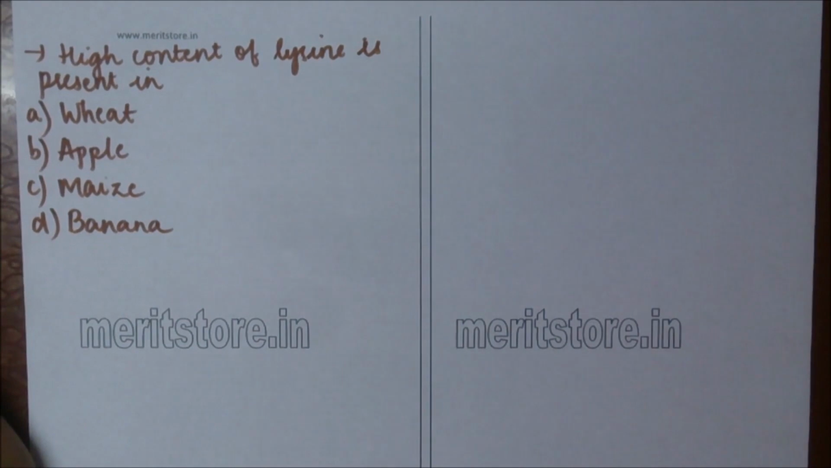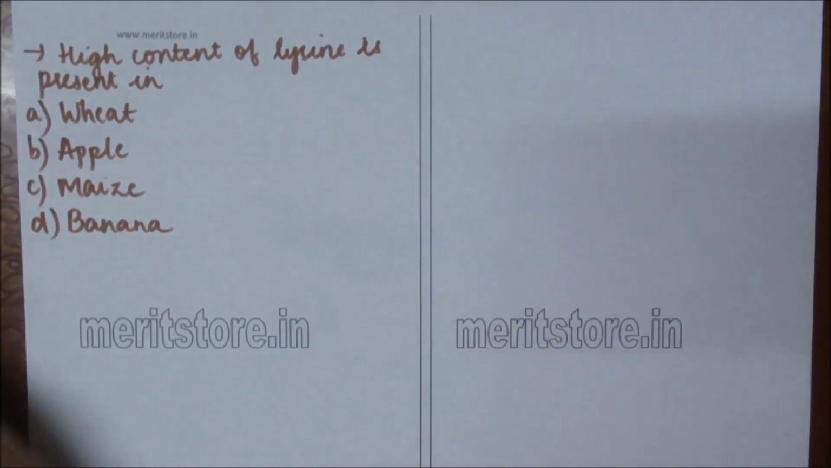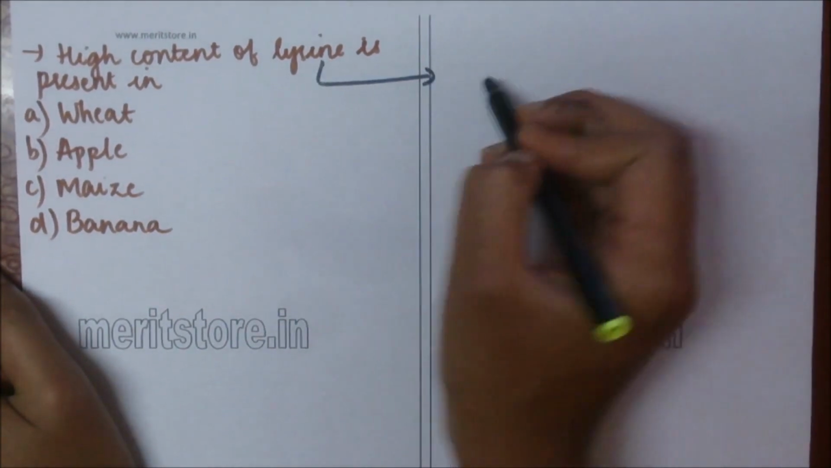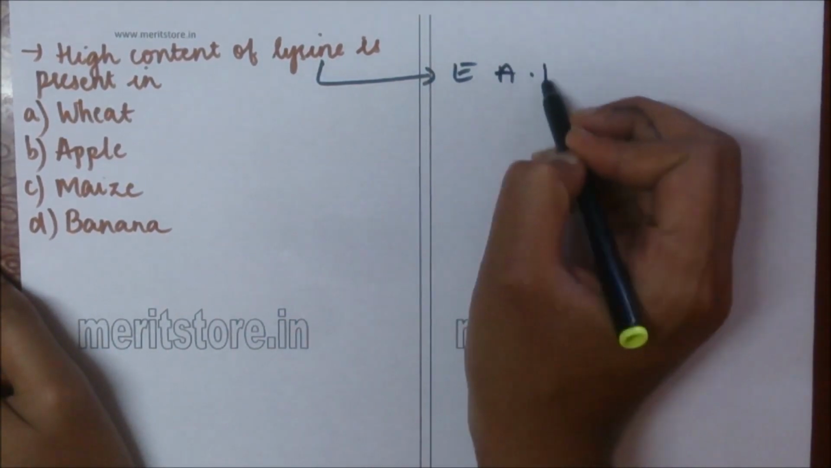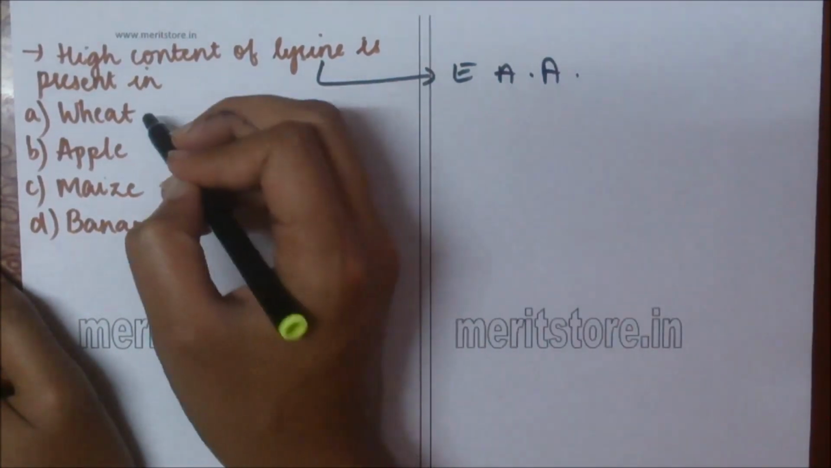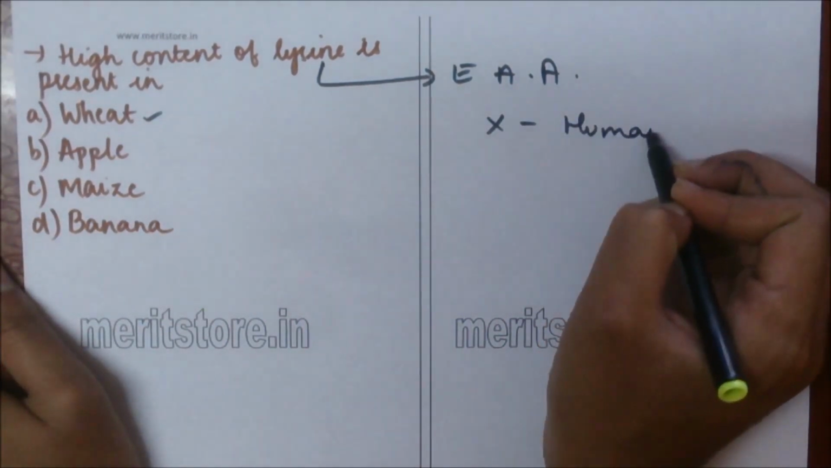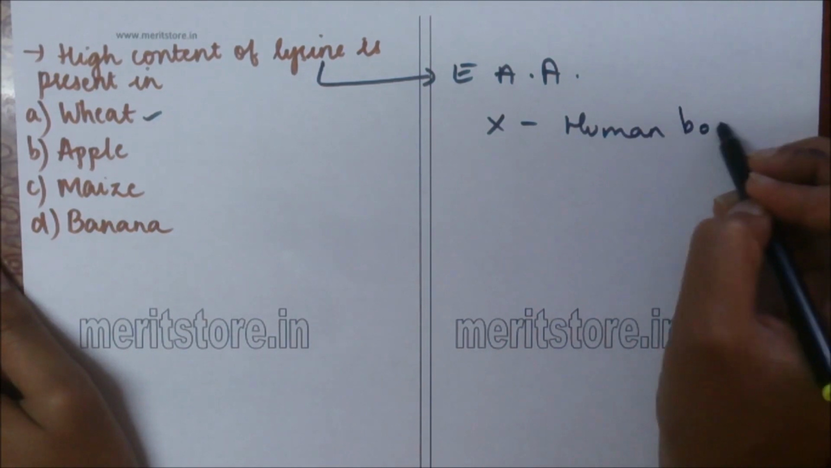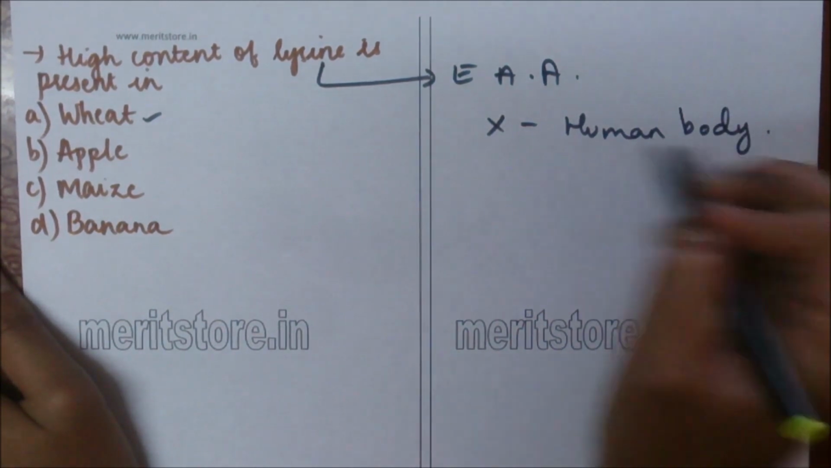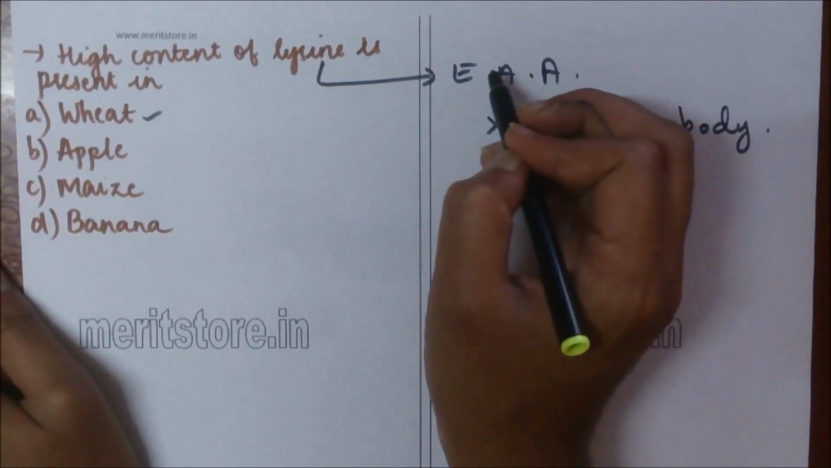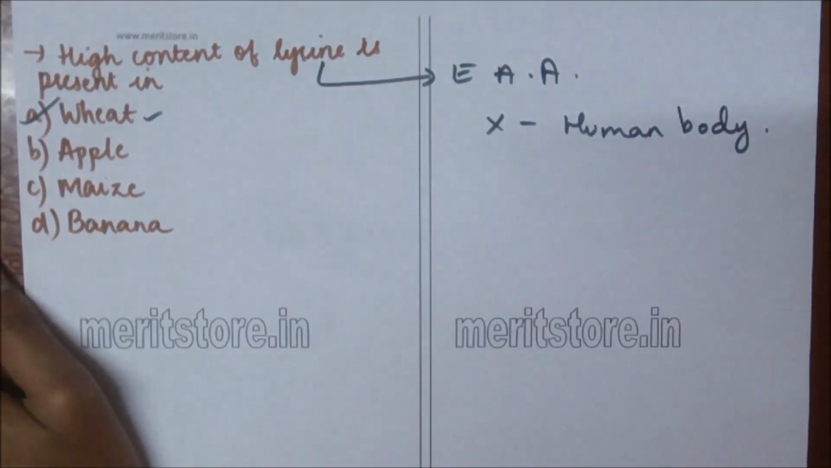High content of lysine is present in A. wheat, B. apple, C. maize, D. banana. Lysine is an essential amino acid. It is found in wheat and it is not synthesized in the human body, so it should be taken as a supplement, so it is known as an essential amino acid. Option A is the correct answer.